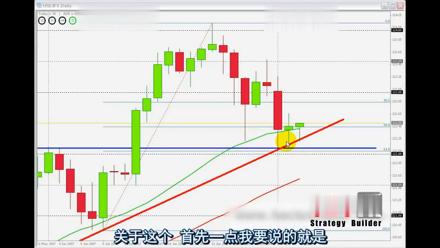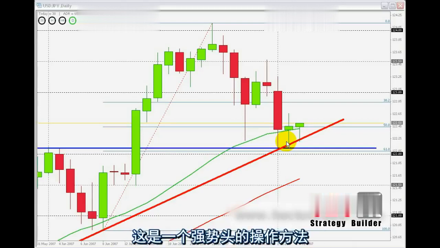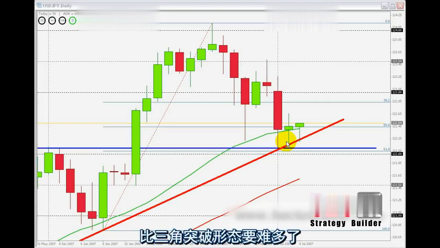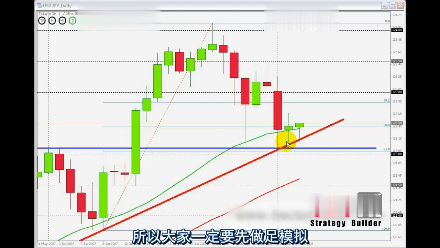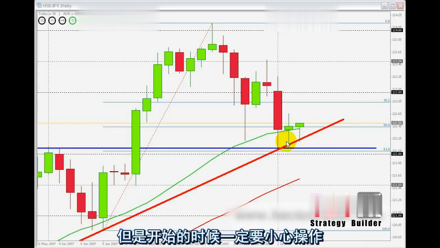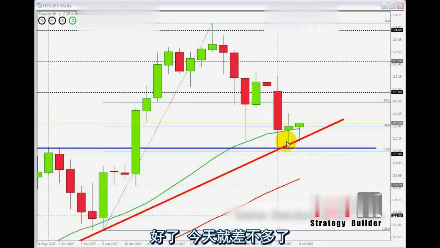The first thing I say on that chapter is that, guys, please be careful. This is a high momentum technique, and it's more difficult to trade than, let's say, a triangle breakout. It's just more difficult, so make sure you've taken plenty of demo trades before going live. Well, this is the same. This technique does work, but be careful at least at the beginning. Okay, guys, that's basically all.